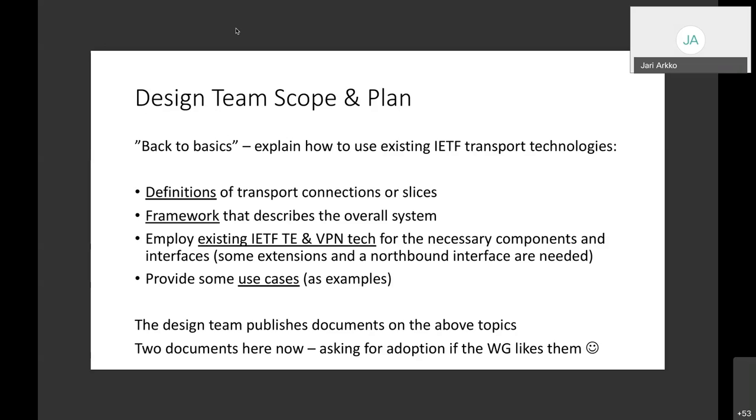And our status is that we have now published the first two documents. There's a document on definitions and a document on the framework. We'll talk about that in a bit. The mapping to particular implementation techniques, and any particular extensions that we might need to control different components, like a northbound interface, for instance, have been discussed, but we don't have a document or particular agreement about the approach for those things at the moment. We're working on that.